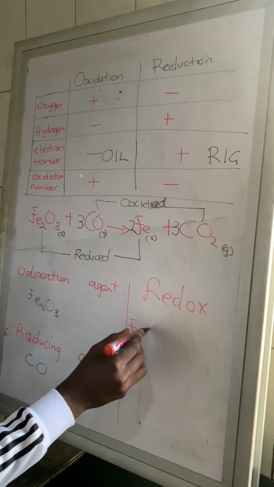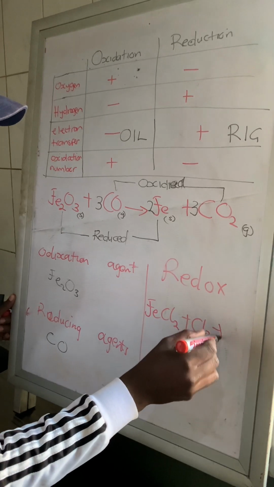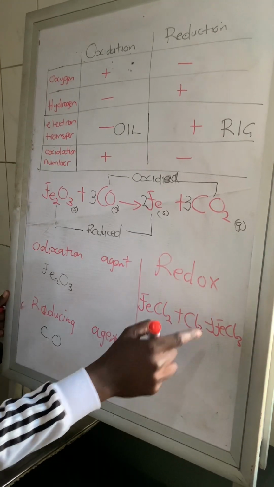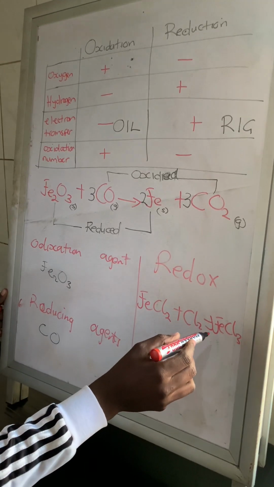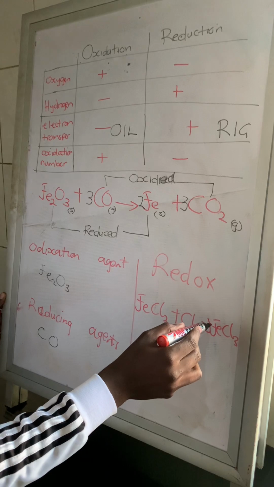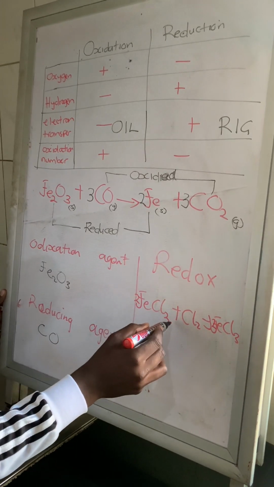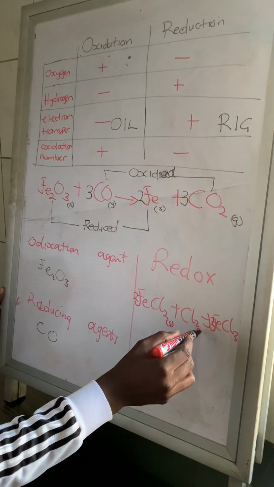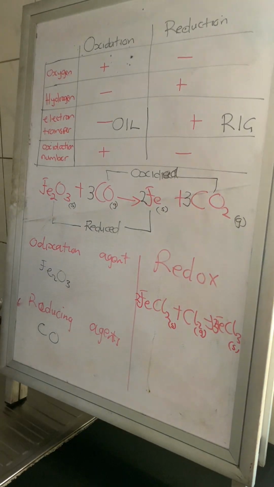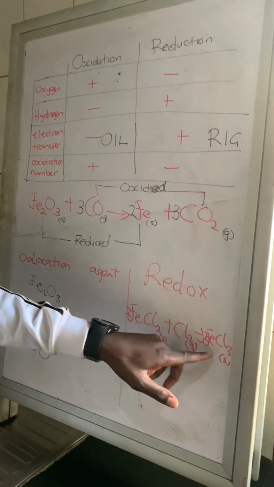Let me write a last example. Iron(II) chloride reacts with chlorine to form iron(III) chloride. We balance our equation. We write our state symbols. From this equation, iron(II) chloride reacts with chlorine to form iron(III) chloride.